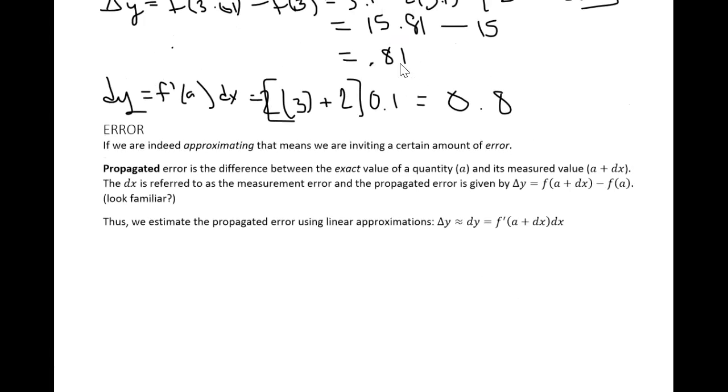So for example, I have 1/100th of error between these two approximations here. If we are indeed approximating, we are inviting a certain amount of error. Propagated error is the difference between the exact value of the quantity and its measured value. The dx is referred to as the measurement error, and the propagated error can be given by the formula delta y equals. So your propagated error is your change in y. Our estimated propagated error uses the same estimation formula from before.